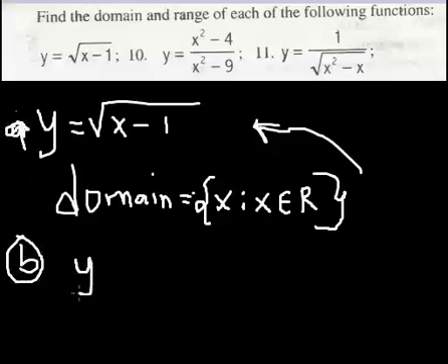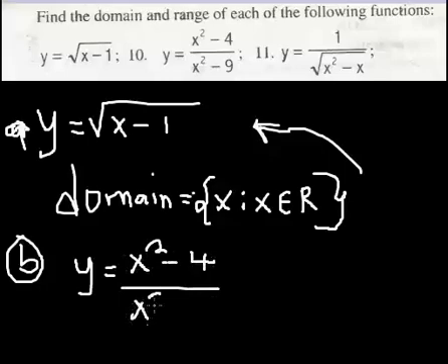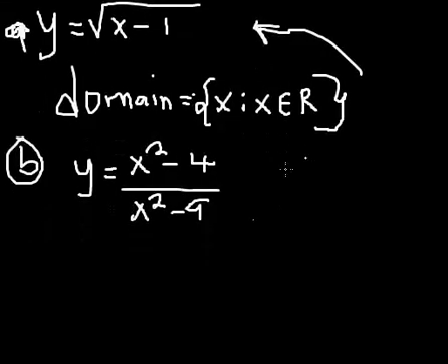right? I have y equal to x squared minus 4 all over x squared minus 9, okay? So remember, this now is a fraction, okay? You know how we used to do it: if you are finding the domain of a function that has the form of a fraction, okay, we list all the values of x, but exclude the ones that make the denominator of the fraction equal to 0, right?